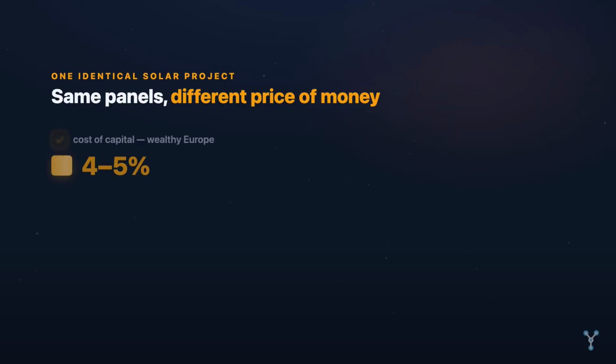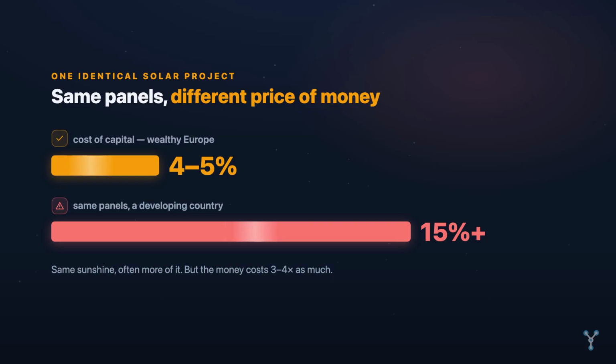Let me make this vivid with a comparison you should carry around in your head, because it captures the whole injustice in a single picture. Take one identical solar project, the same panels, the same design. Build it in a wealthy European country, and the developer might raise money at a cost of capital of around 4 or 5%, because everything about the setting feels safe and familiar to investors. Now build that exact same project in a developing country, and the cost of capital can easily be 15% or more. Same panels, same sunshine, often more of it, but the money costs 3 or 4 times as much.